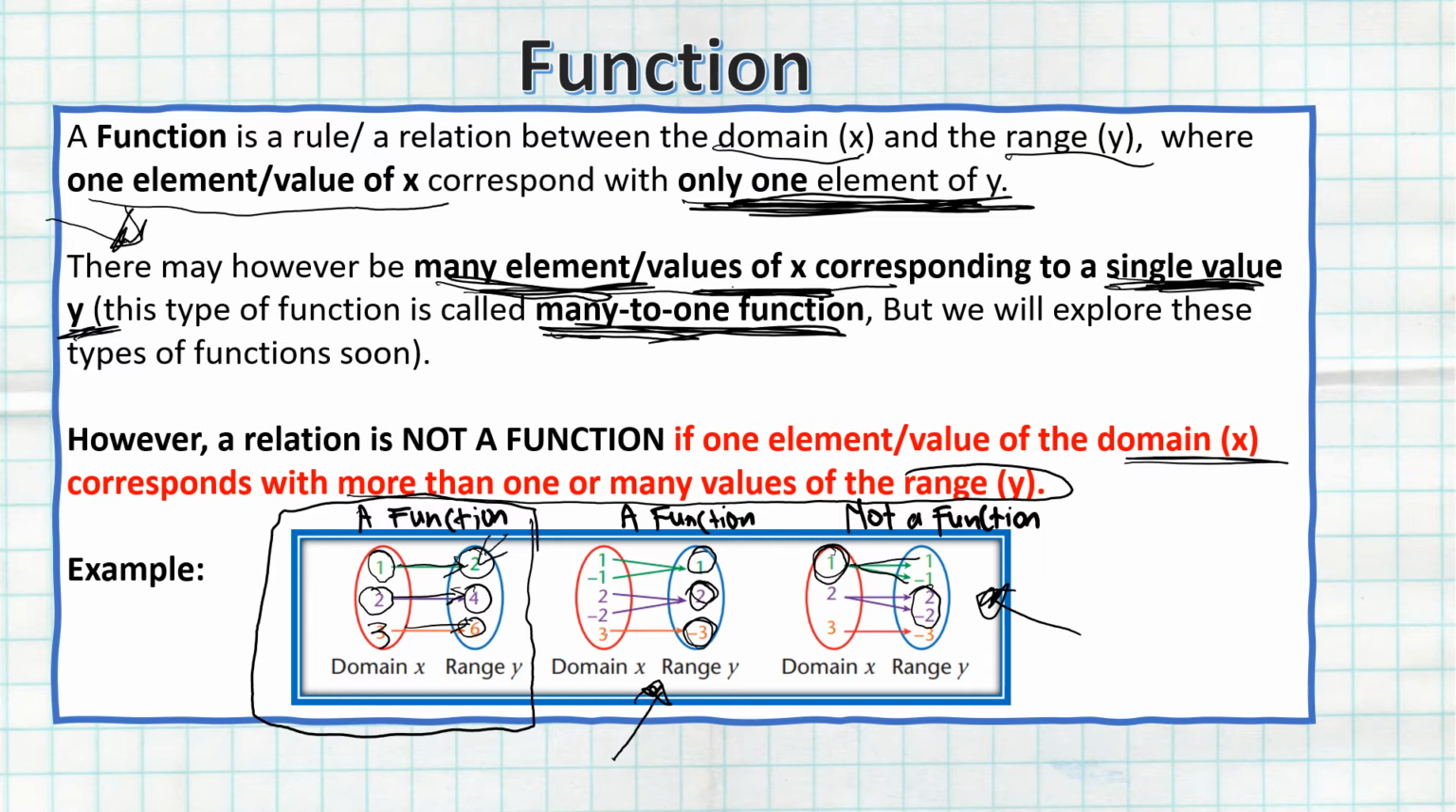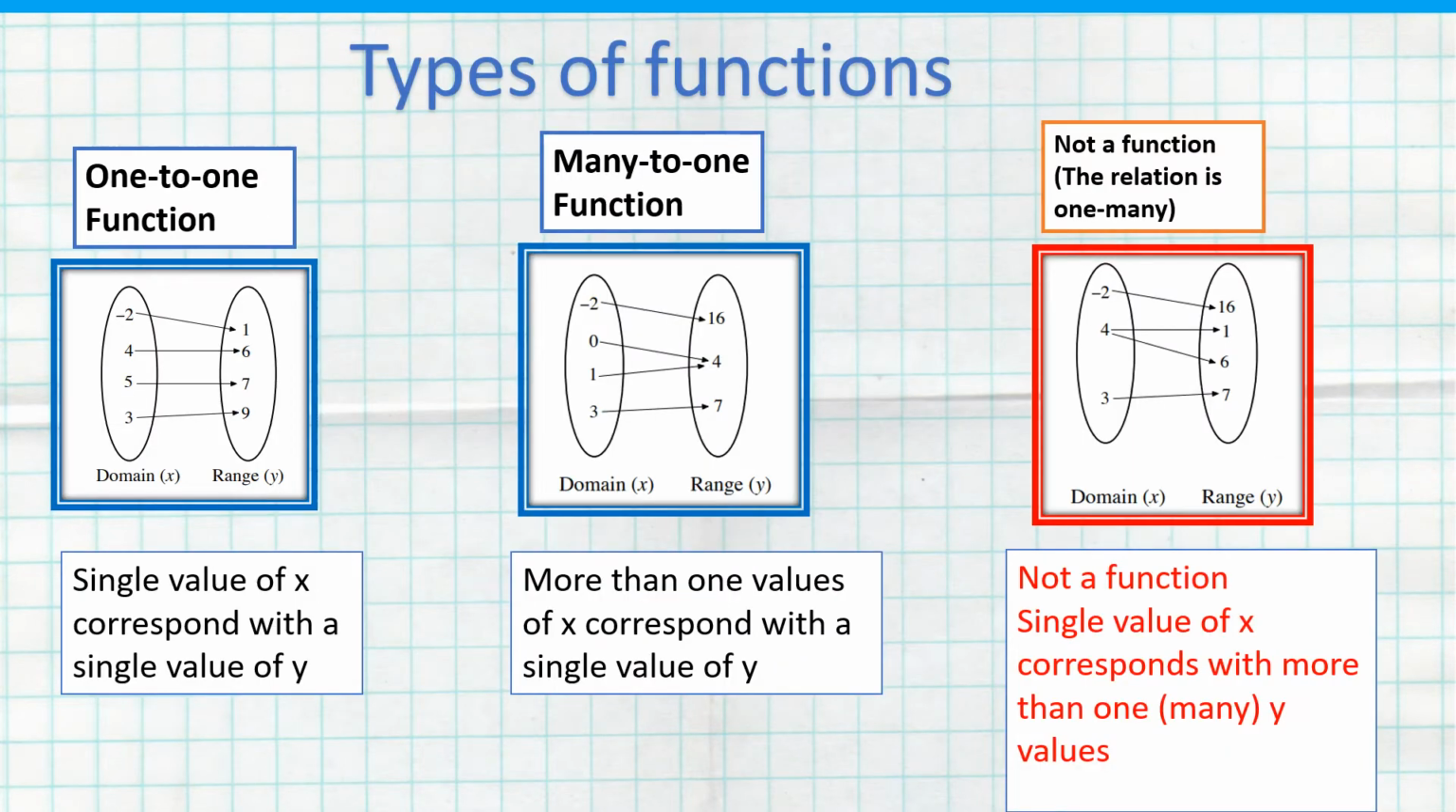So it's a rule or a relation between the domain and the range, or between the values of x and y. So I hope you now understand what is a function and what is not a function. Okay, let's now explore these different types of function, right? So we have two types of function. We have a one-to-one function, and we also have a many-to-one function. Okay, and I already explained this in the previous slide.